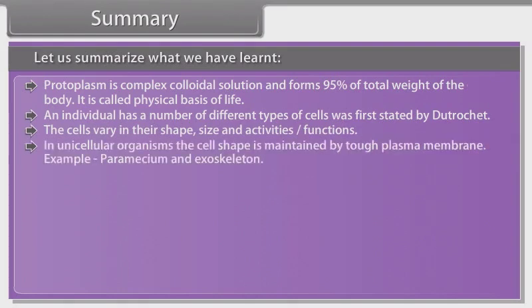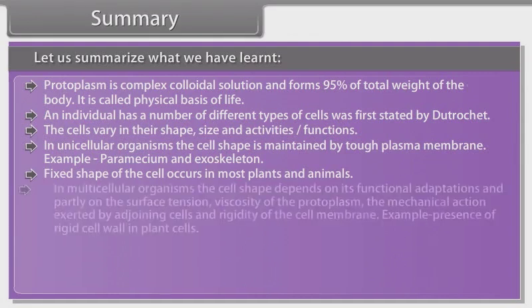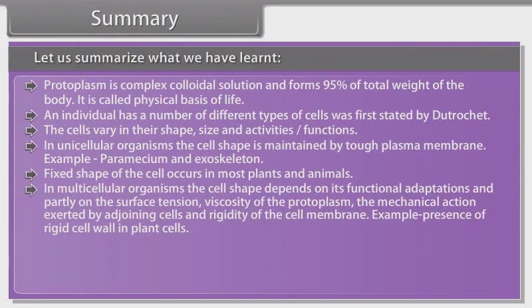In unicellular organisms, the cell shape is maintained by tough plasma membrane, example, paramecium, and exoskeleton. Fixed shape of the cell occurs in most plants and animals. In multicellular organisms, the cell shape depends on its functional adaptations and partly on the surface tension, viscosity of the protoplasm, the mechanical action exerted by adjoining cells, and rigidity of the cell membrane. Example, presence of rigid cell wall in plant cells.